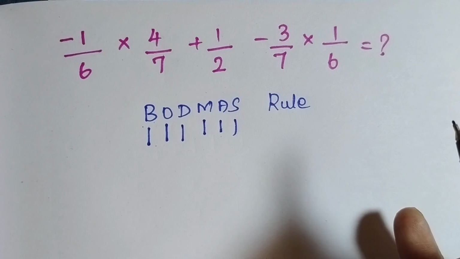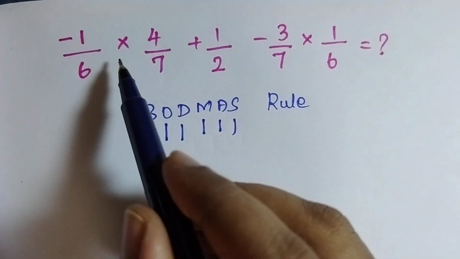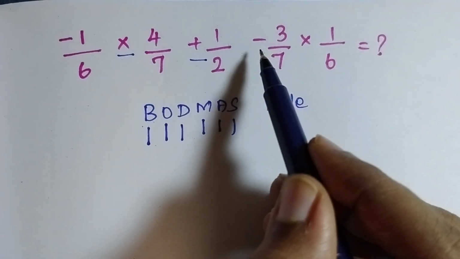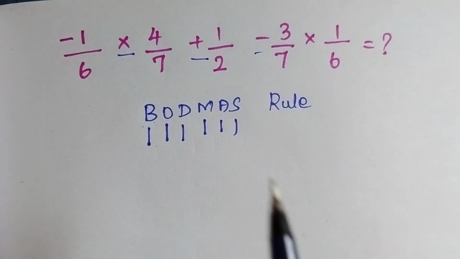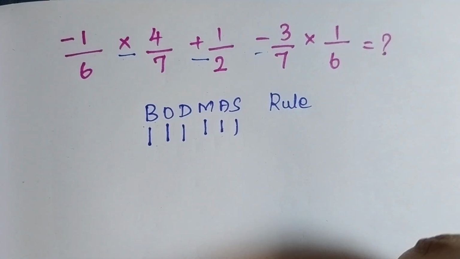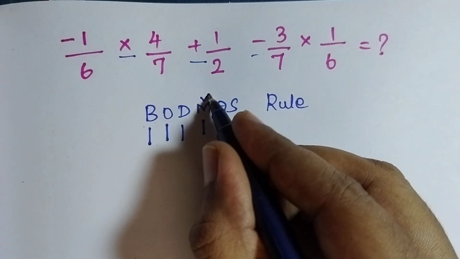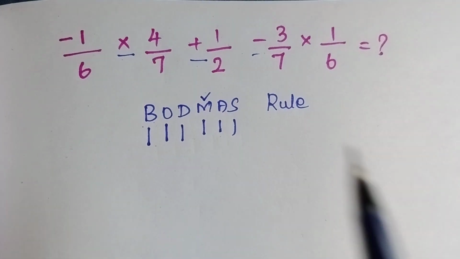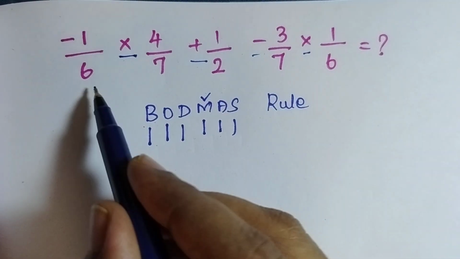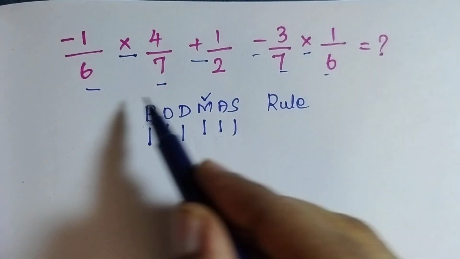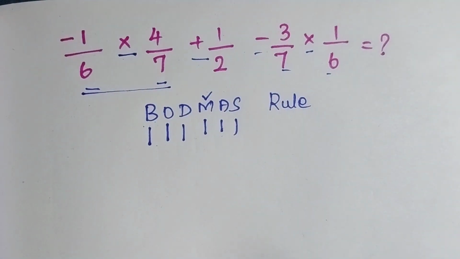So if we come to our question, our question has multiplication, addition and subtraction. So only these three operations are involved. Based on that we need to arrange them in priority. First we need to give preference to multiplication. We have multiplication here and here, these two terms and these two terms. First I'm going to take the first set.